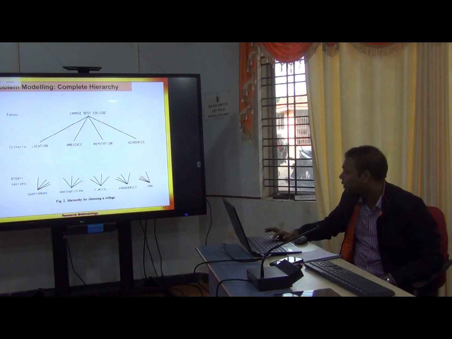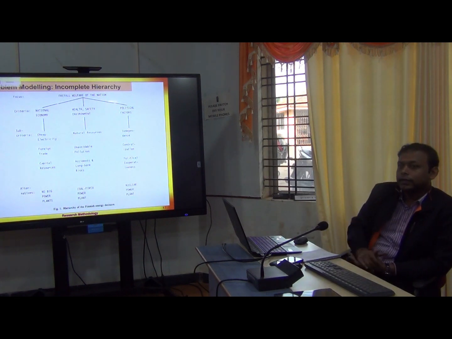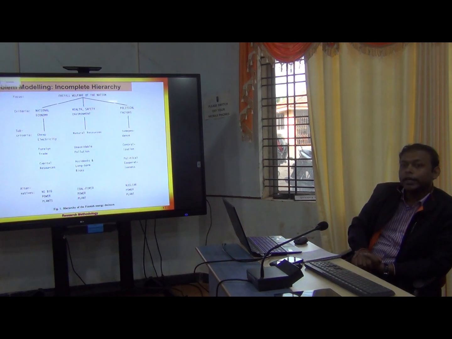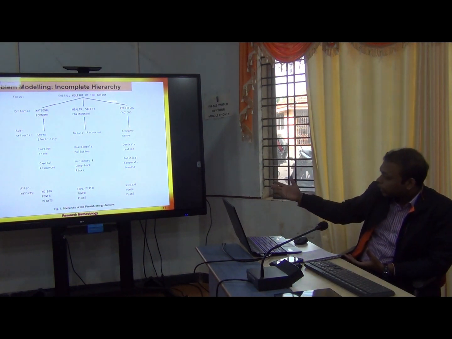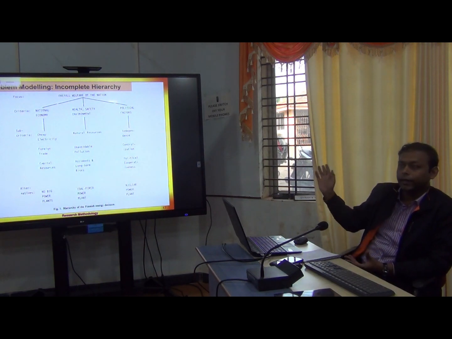Now consider this particular problem: choosing the best alternative power plant. This particular activity was carried out in Finland in 1970.